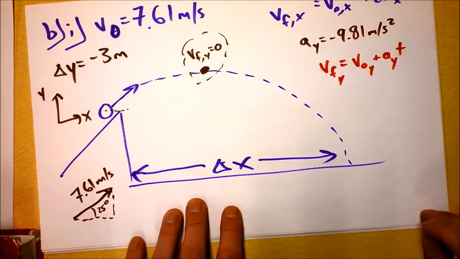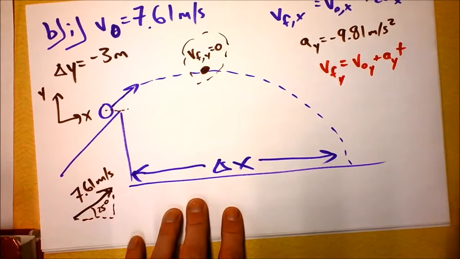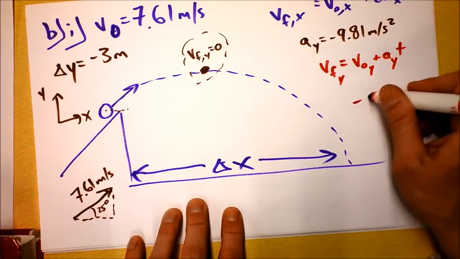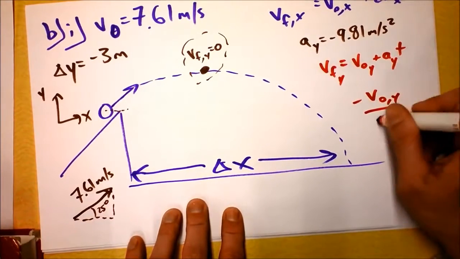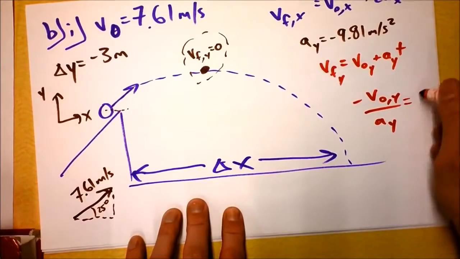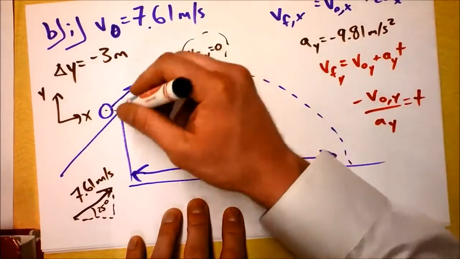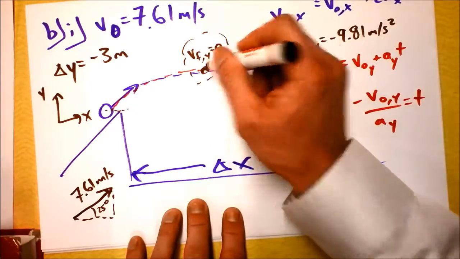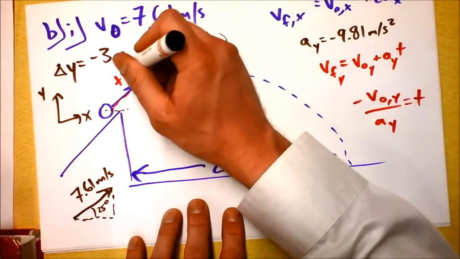It's V naught over A. Is it really? Yeah. It's negative, but V naught over A, so it's kind of like that. That's T. That's T to get from here to here. All right, I need that time.